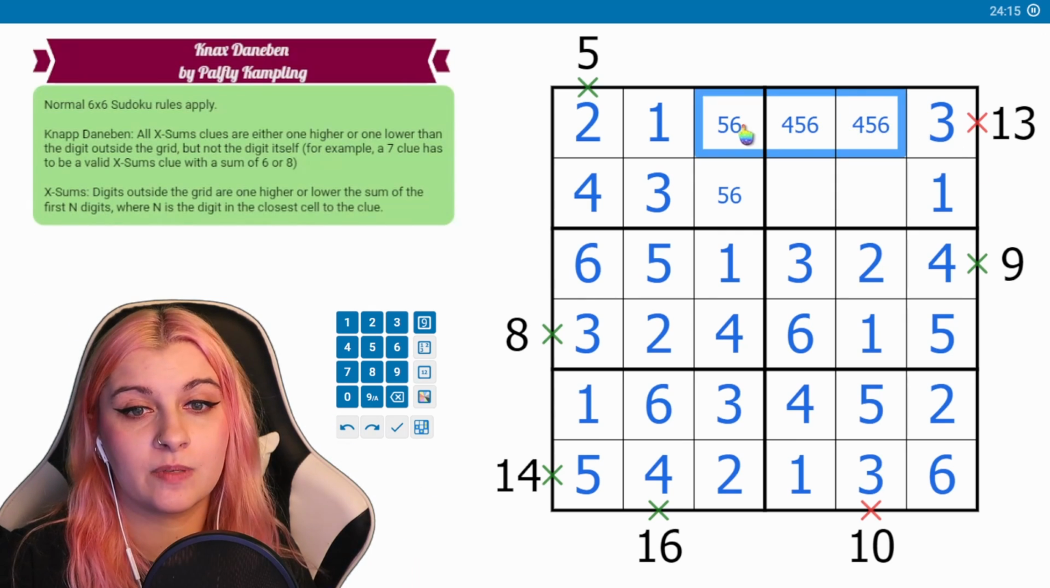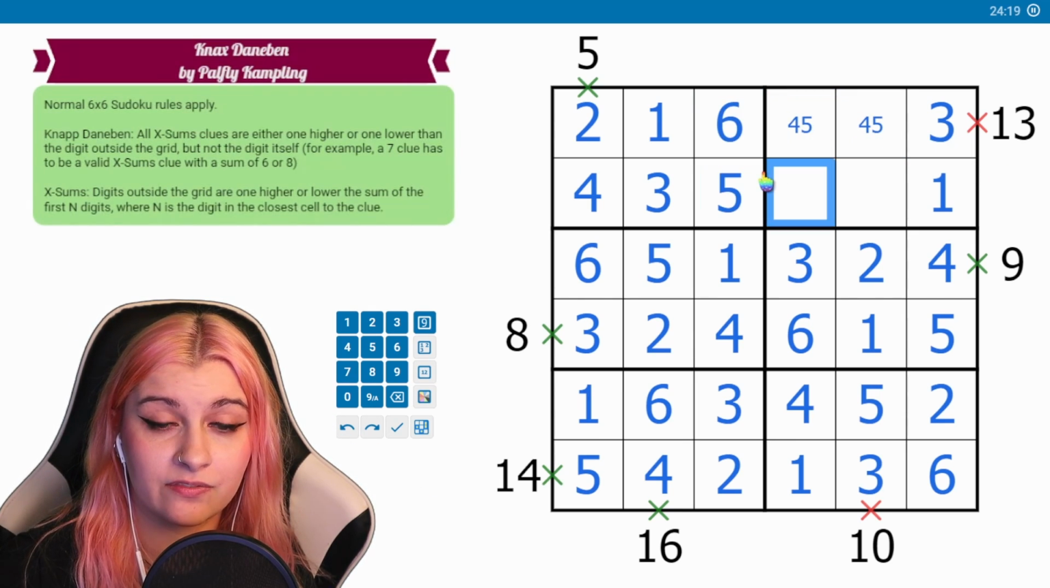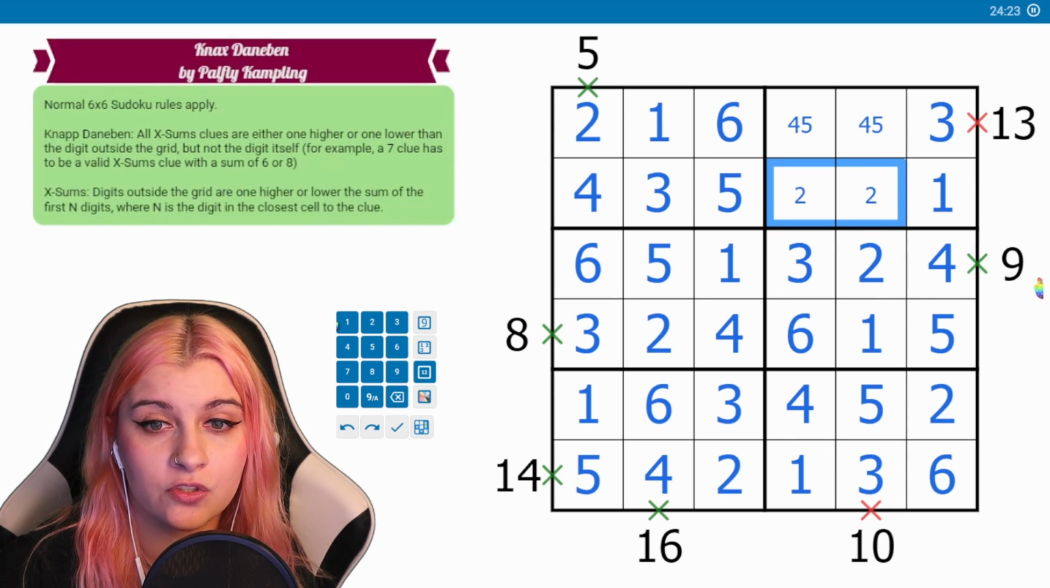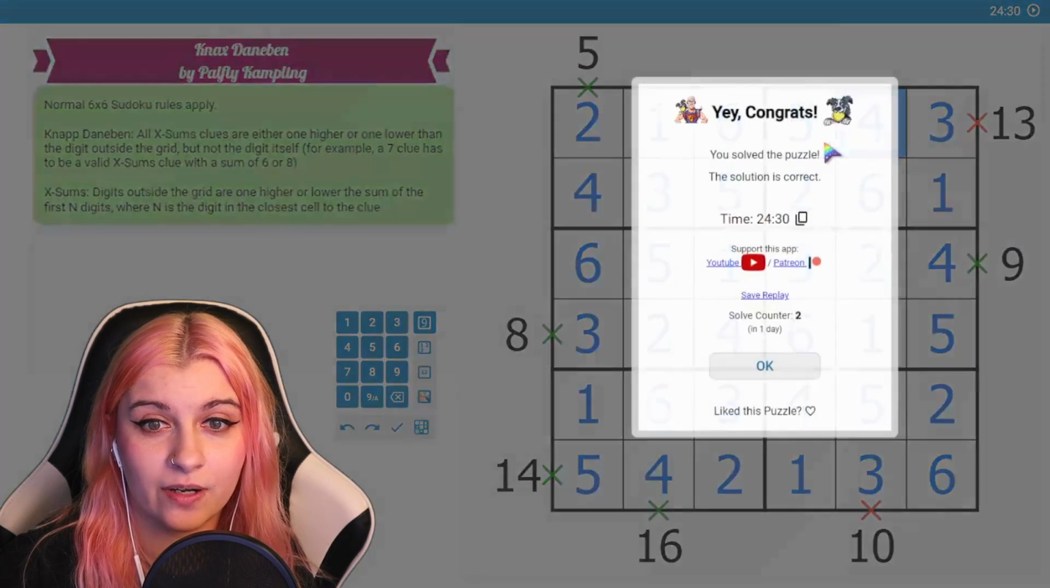Which means this needs to be 9. So it's a 4 and a 5, not a 6. So this is a 6 and this is a 5. This is, because of Sudoku, a 2, 6. This is a 2, so this is a 6, so this is a 2. This is a 4, so this is a 5, and this is a 4.